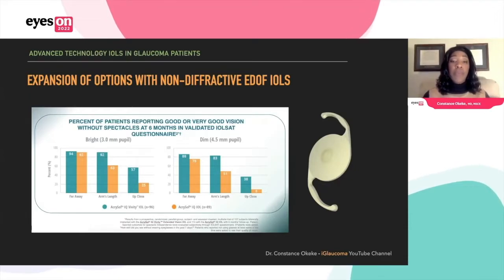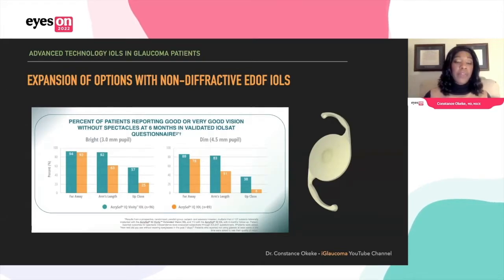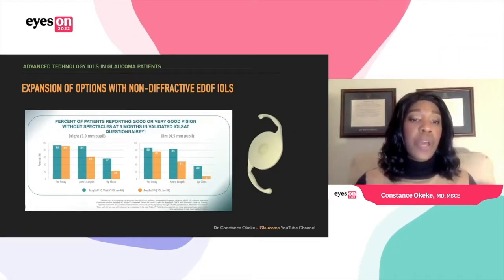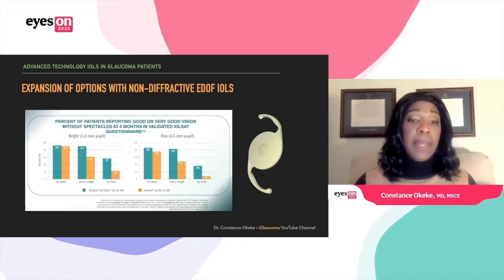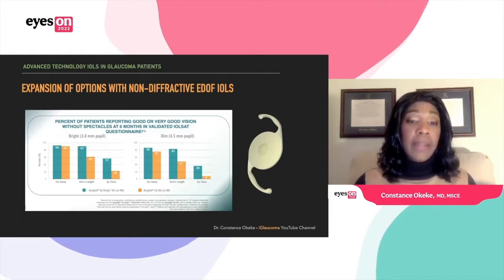And now another way of looking at the non-diffractive lenses and how they're doing in patients is how the patient's vision is in either bright lighting or in dim lighting. Here the patients in the clinical trial were evaluated with a questionnaire that asked about how well they saw without glasses in bright light settings as well as dim. And we see here comparing the Acrysof Vivity lens to the Acrysof monofocal lens, being the monofocal in orange and the Vivity in green, patients did very well seeing in bright light far away, even better at intermediate for the Vivity lens, and very good at up close.